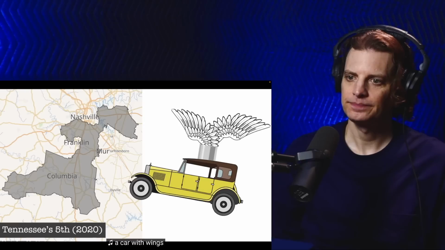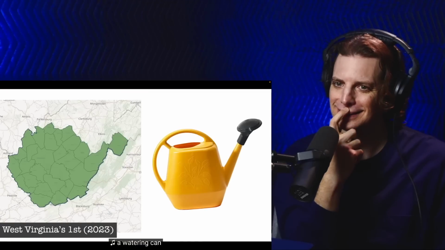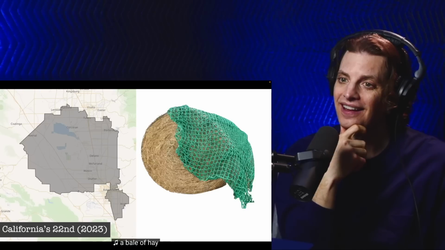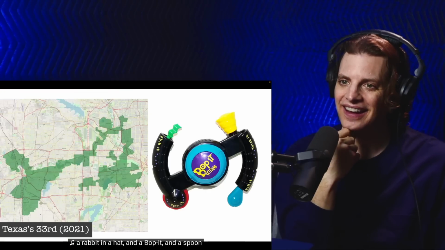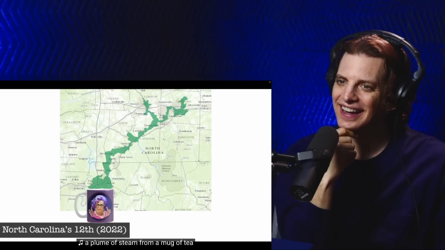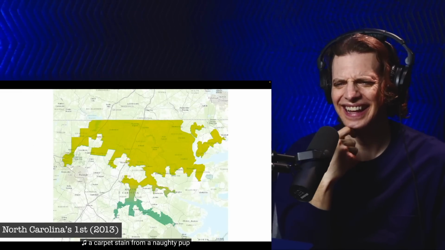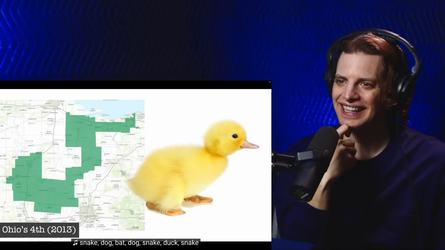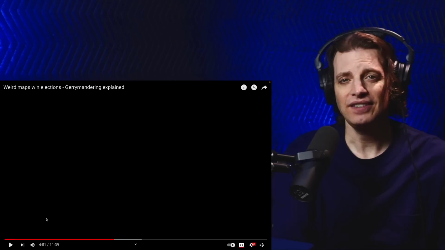A shower head, a car with wings, one of those old-fashioned hand drill things, a dinosaur, a watering can, the shape on the flag of the Isle of Man, a metal detector, a bale of hay, a knight sitting on his horse the wrong way. A rabbit in a hat and a bobbit and a spoon. Super Soaker Seahorse Cameroon. A plume of steam from a mug of tea. Donald Duck being kicked by Goofy. A carpet stain from a naughty pup. A mouse leaning over with a big thumbs up. Snake, dog, bat, dog, snake, duck, snake. We'll be right back after the break. I have to hear that again.